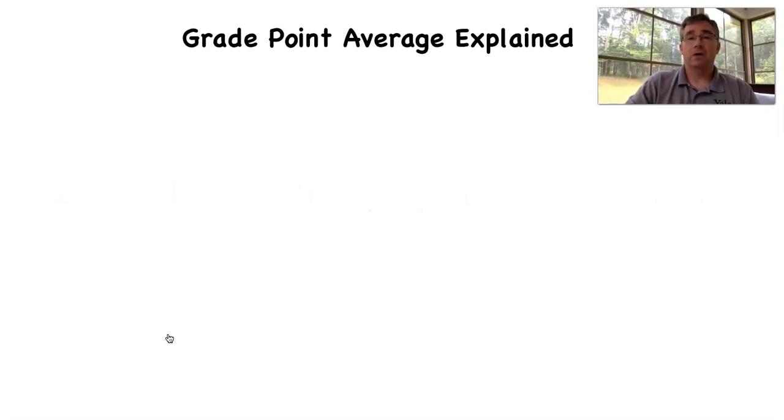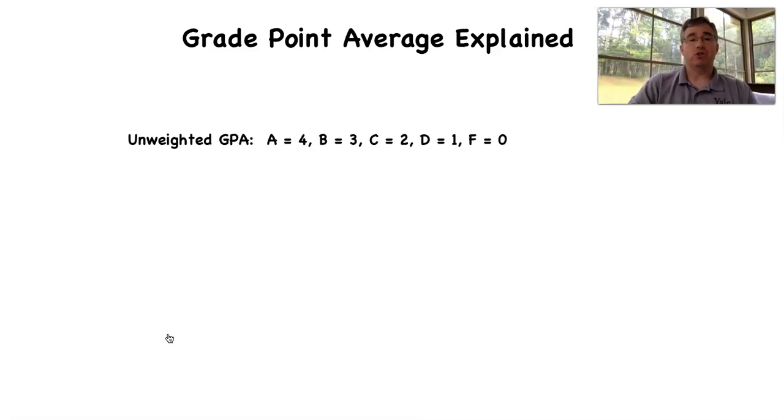So first of all, what is grade point average? A grade point average is a single number that is used to determine the quality of performance for a student across all of the classes that they've taken at Bangor High School. And so there are two versions of the GPA, or grade point average. I call it GPA, and I'll call it that from now on.